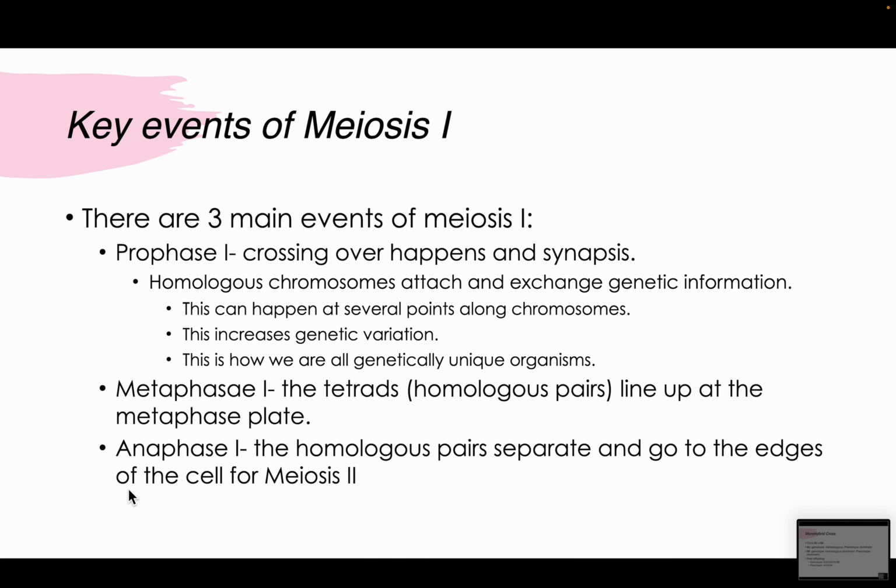Then we have anaphase 1, which is where the homologous chromosomes that have lined up at the metaphase plate then separate and go to the edges where they go to meiosis 2, which quintessentially looks like mitosis. The big thing about meiosis 2 is that the DNA does not duplicate again during interphase, because if it duplicated, I'd be back to step 1 and have to do all this over again. Things would get real messy real fast.